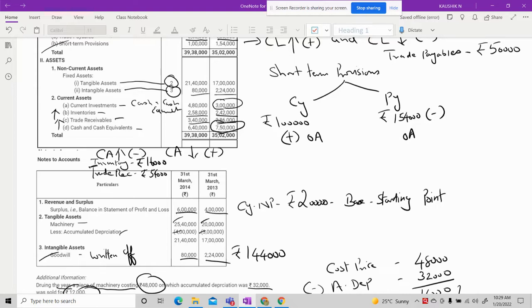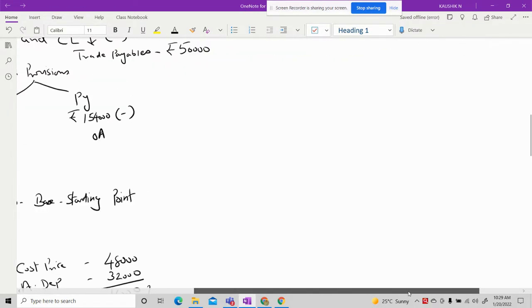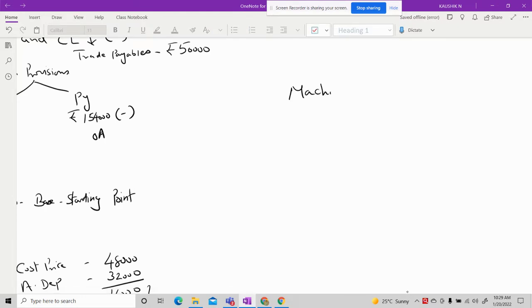Let's get started. So the ledger account, you have to prepare it for Solar Power Limited. First ledger account is going to be your machinery account. So first I'm going to prepare the fixed asset account. Here I'm going to prepare the machinery account, so please watch what I'm doing. First I'm preparing the machinery account ledger, debit side and credit side.